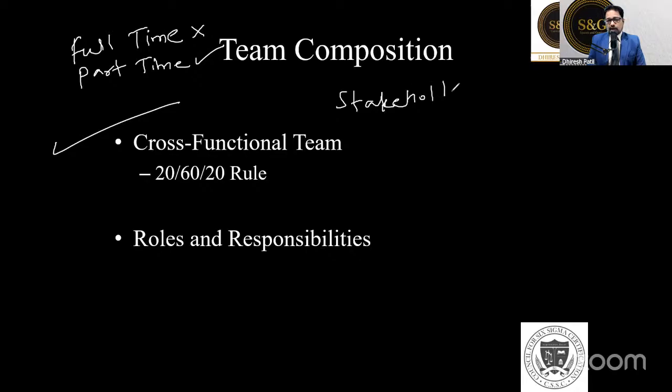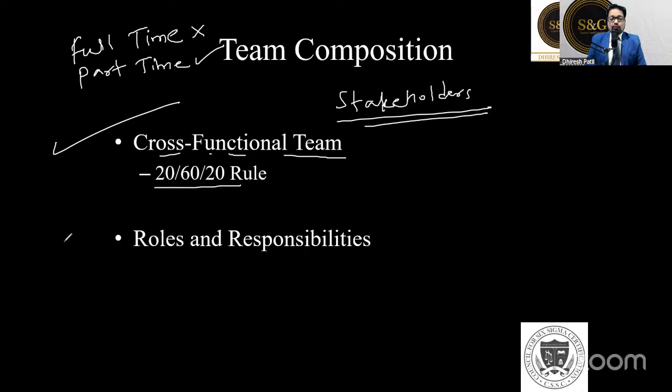Stakeholders are the departments or the people who are getting impacted because of the problem we are facing. So first we select the cross-functional team which represents all the stakeholders, and there we use the 20-60-20 rule. This is a very interesting rule.